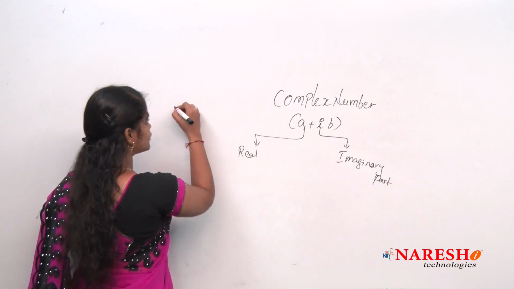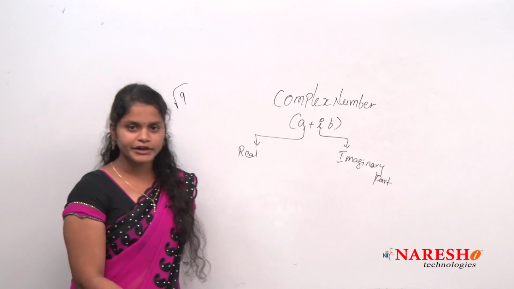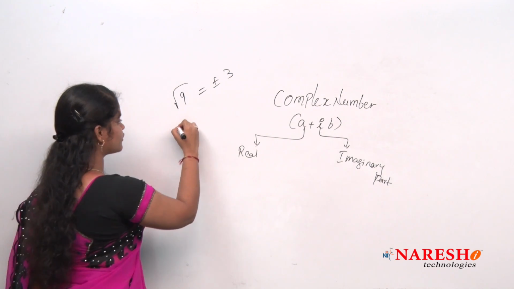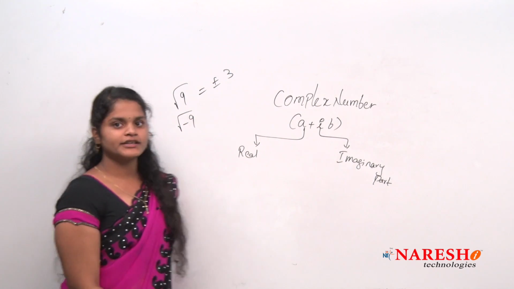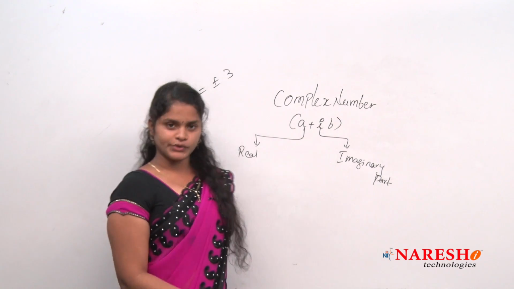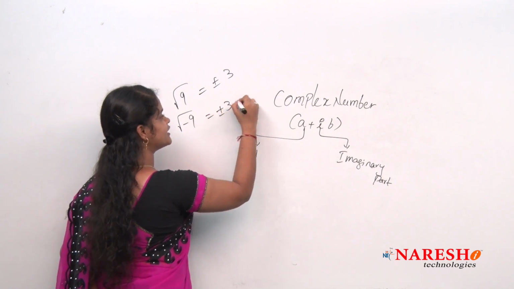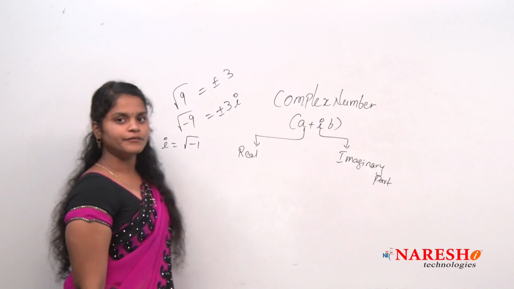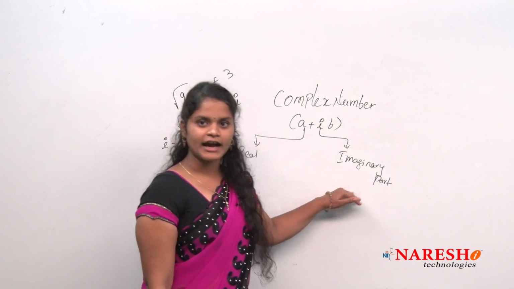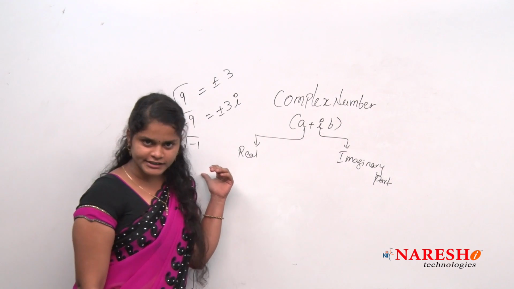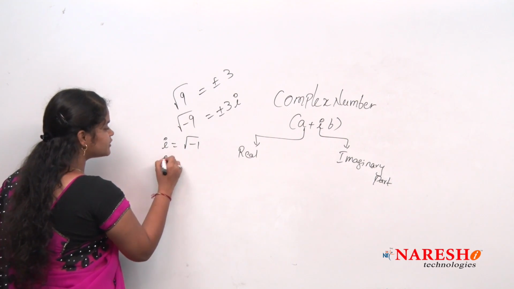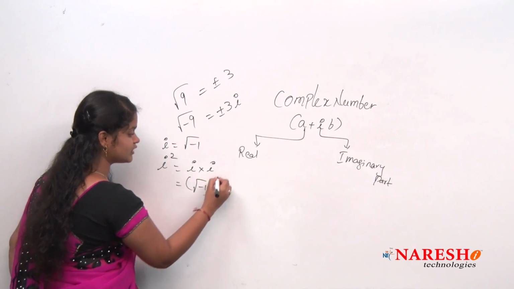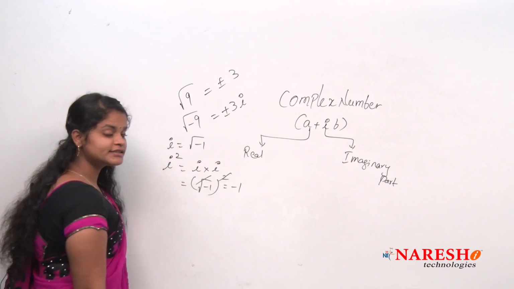For example, if I want to write root of 9, it will be plus or minus 3, right? If I want to write root of minus 9, it will be plus or minus 3i, where i is equal to root of minus 1. The imaginary part i is equal to root of minus 1. Now i square will be i into i, so it will be root of minus 1 whole square, so it is minus 1.